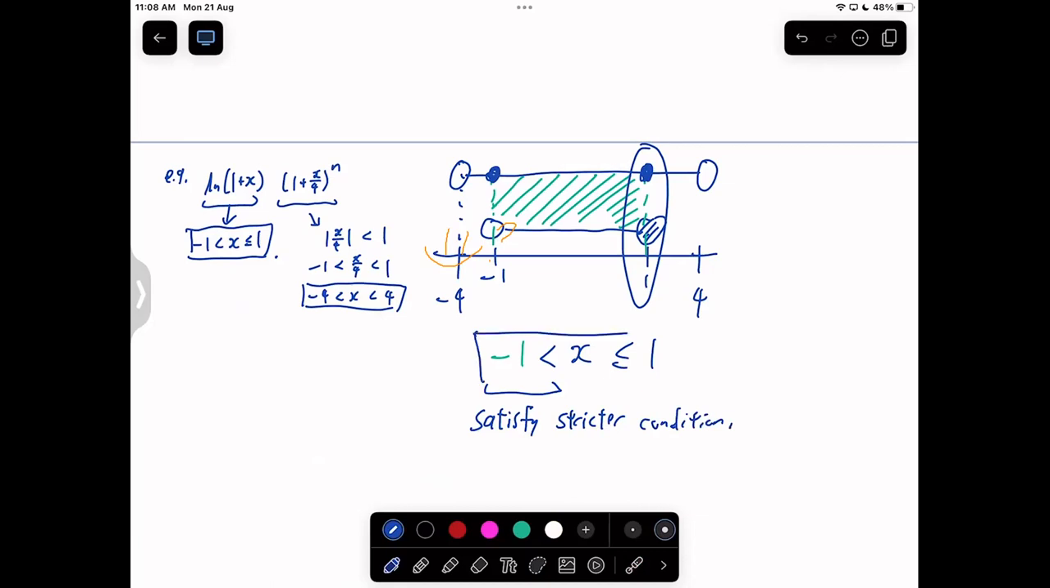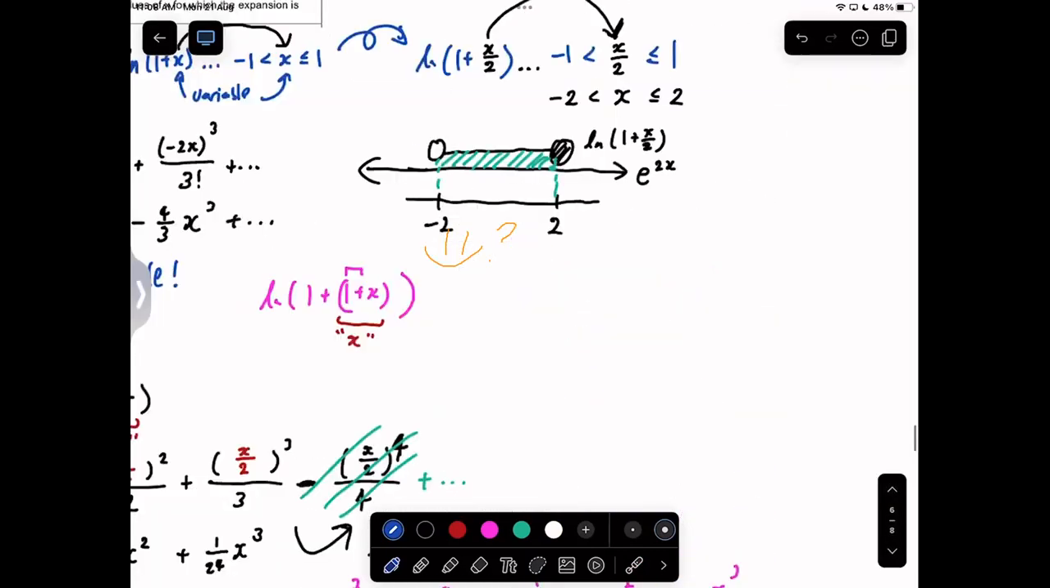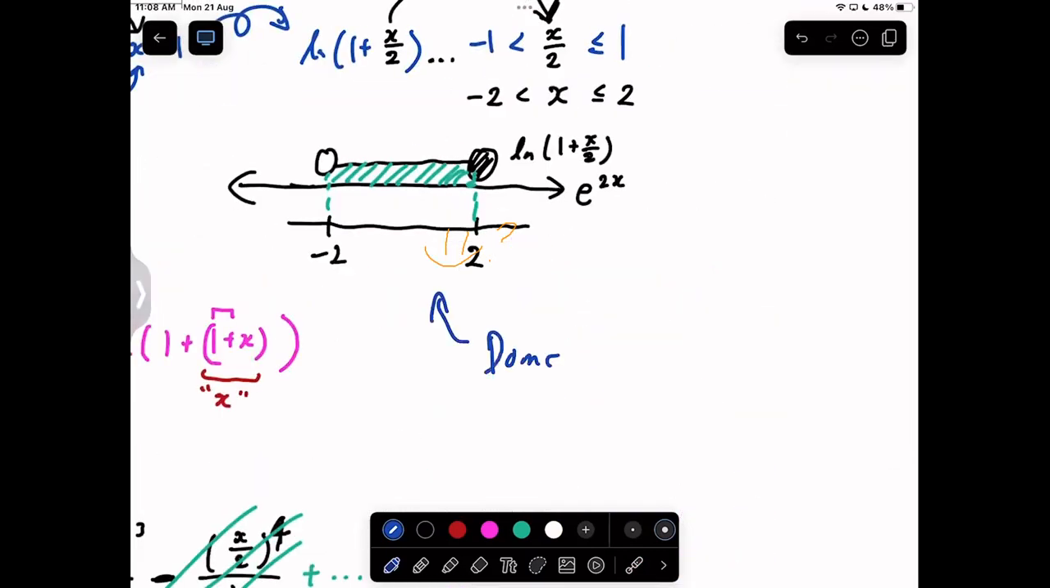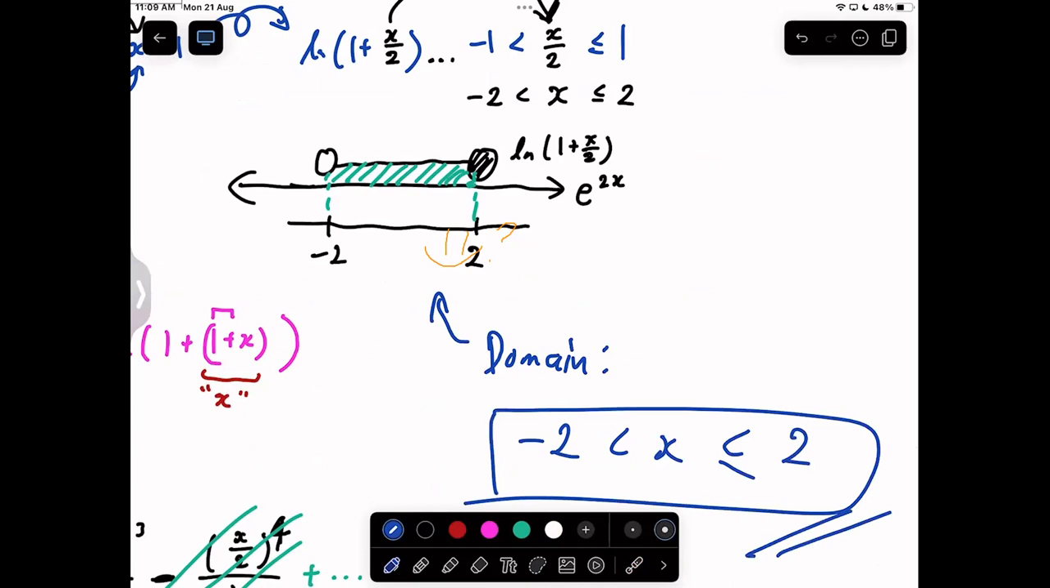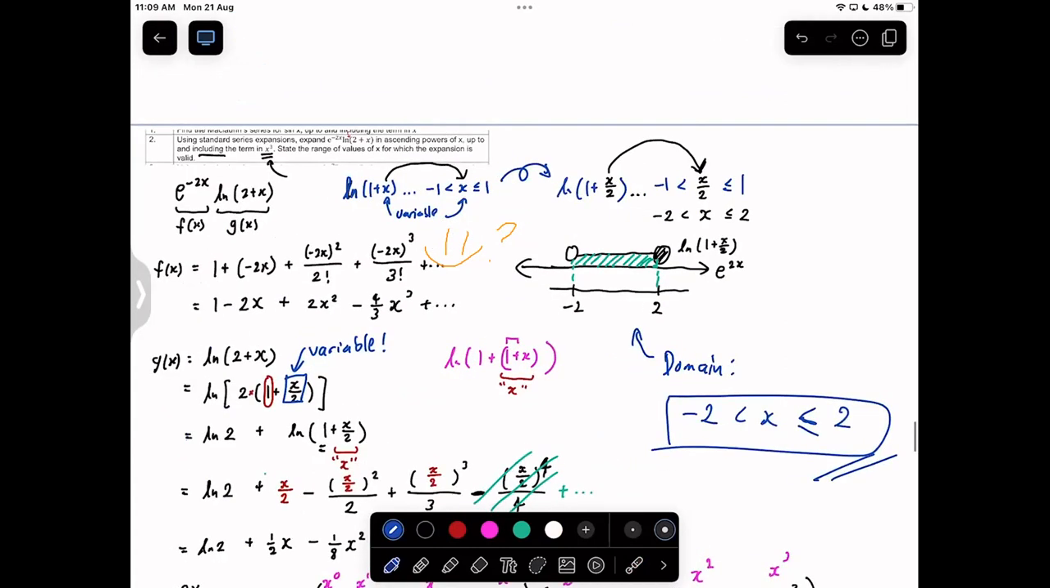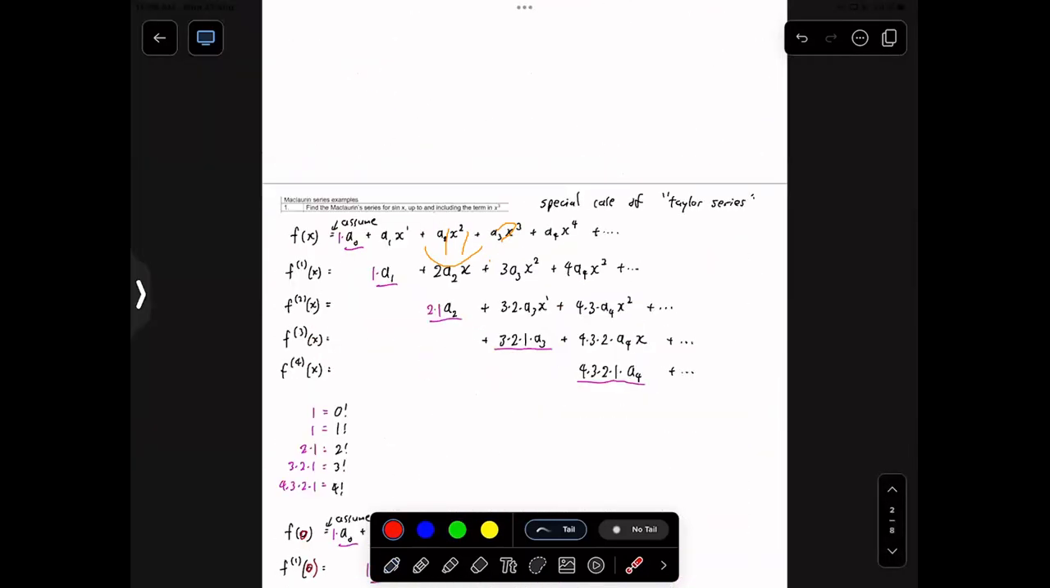Okay, so that is your final answer. This is known as the domain of validity. For the previous question, domain of validity, I'll just call it domain, will be -2 less than x less than 2, inclusive of 2. Because you substitute x over 2. Okay, very good. Let's go on. Stop me if you got questions.